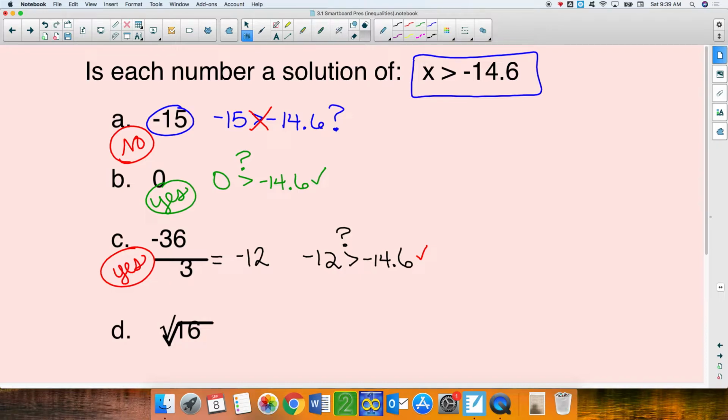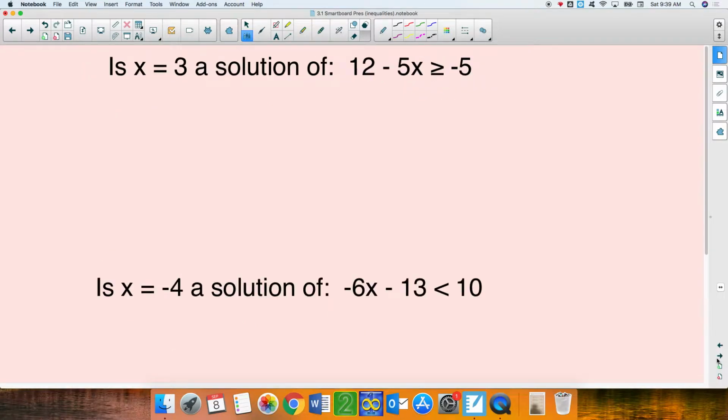The last one, that's kind of hard to read, is the square root of 16. You can simplify the square root of 16 if you do that on your calculator or you know it in your head. Square root of 16 is 4. So is 4 greater than negative 14.6? Yes, because a positive number is always greater than a negative number. Okay, so that's the first part, determining if a number is a solution of the inequality.